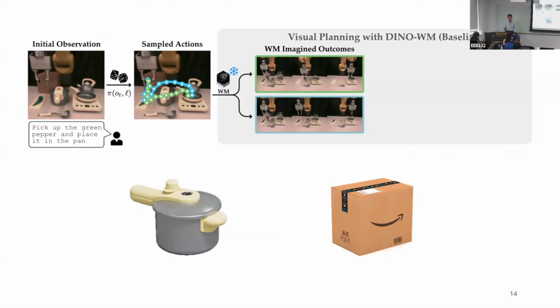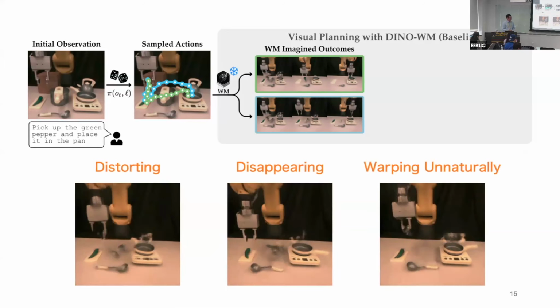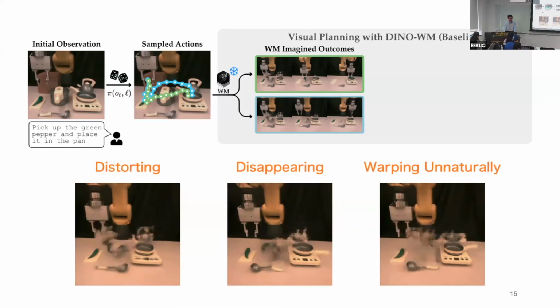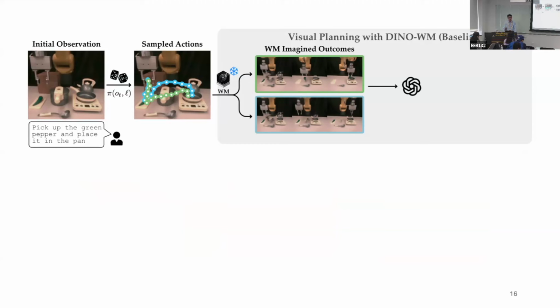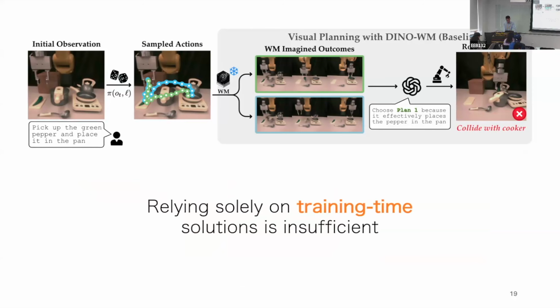As previously mentioned, once we have novel objects involved, world model predictions often degrade. For example, objects can distort, disappear, or warp unnaturally across different predicted frames. As a result, the downstream verifier often fails to detect whether a planned motion will collide with the pot. Ultimately, this will lead to deployment time failures, and these failures cause a strong limitation of the current pipeline. And our key insight is that relying solely on a training time solution is insufficient.